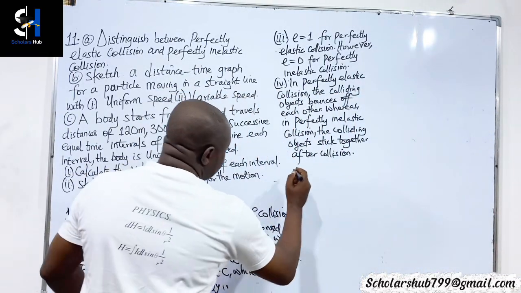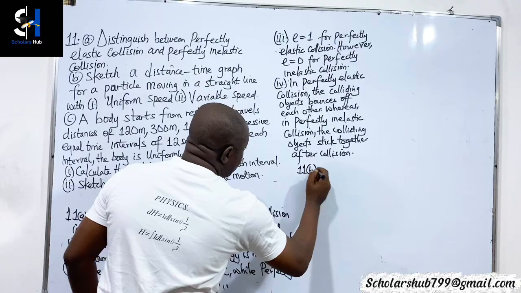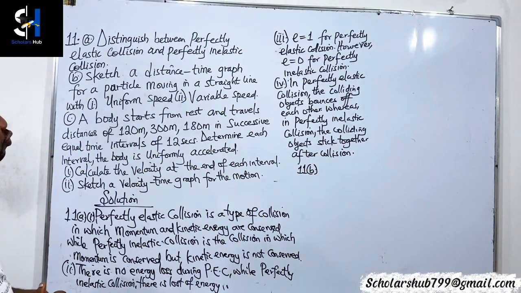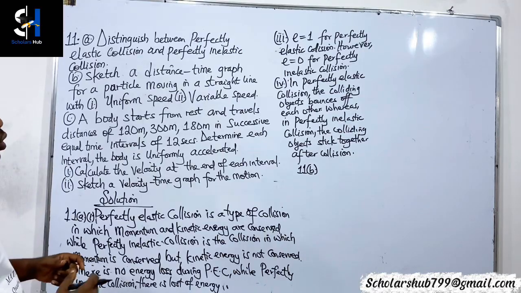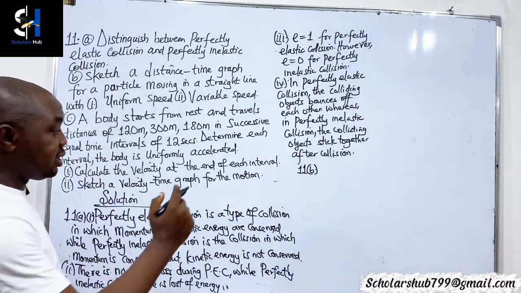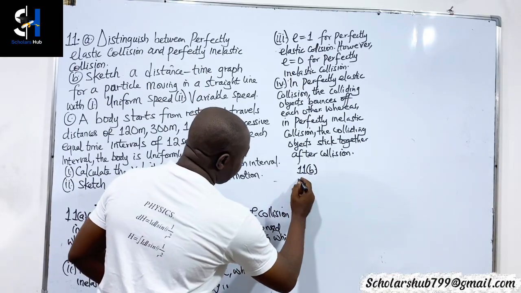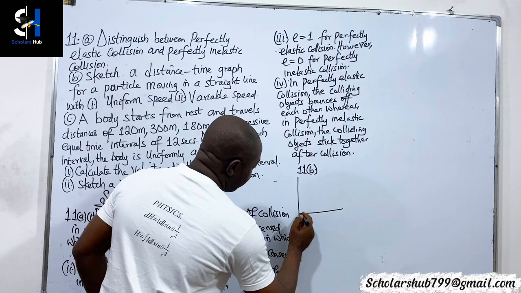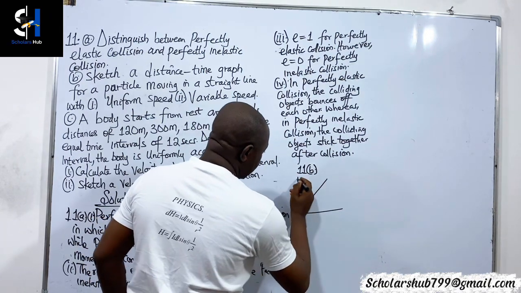So let's look at 11B. Sketch a distance time graph for a particle moving in a straight line with uniform velocity. In this case, when we say uniform velocity, the distance time graph of a body moving with a uniform velocity.